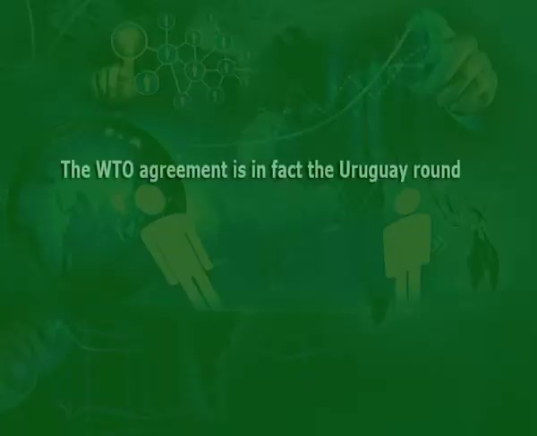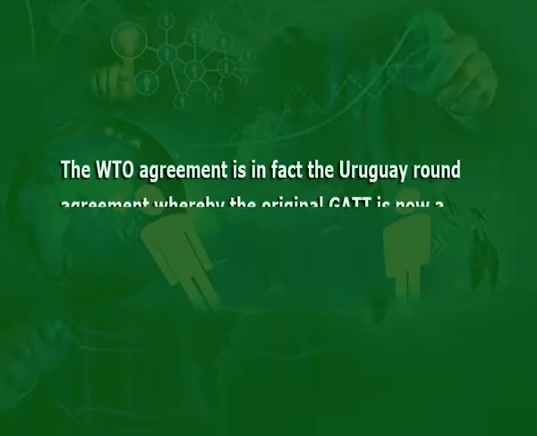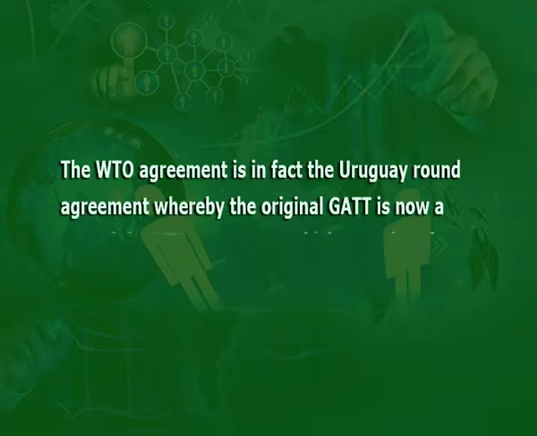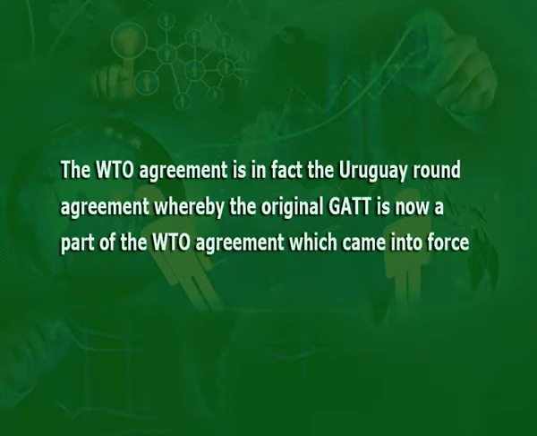In the first rounds, negotiations were conducted on a product-by-product basis, also known as the request or offer approach, whereby GATT contracting parties exchanged lists of requests and offers on products of interest to them in order to reach agreement on tariff concessions. The WTO agreement is in fact the Uruguay Round agreement, whereby the original GATT is now a part of the WTO agreement, which came into force from January 1, 1995.